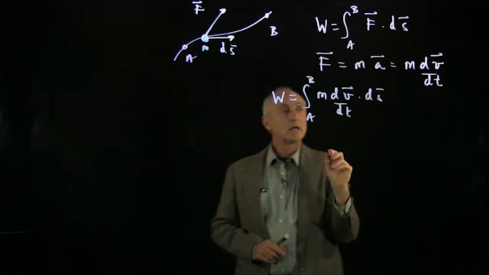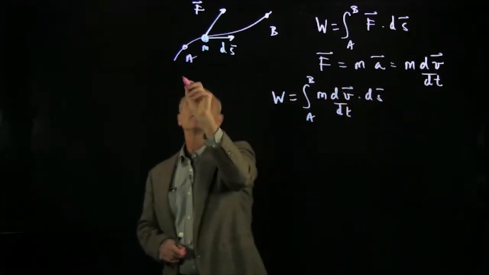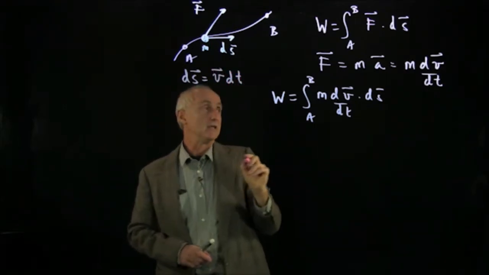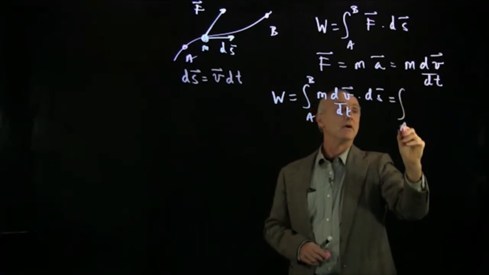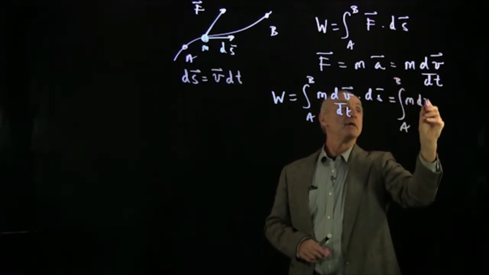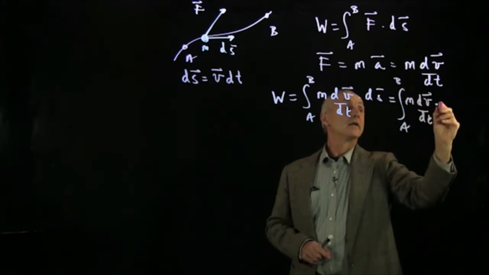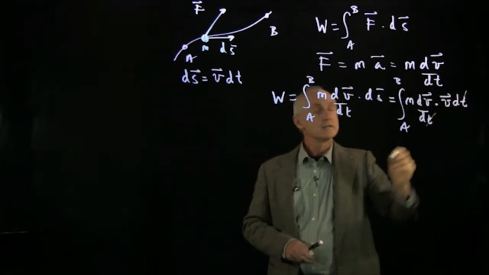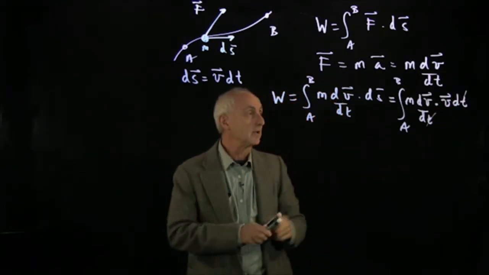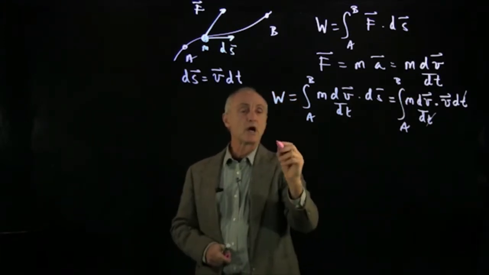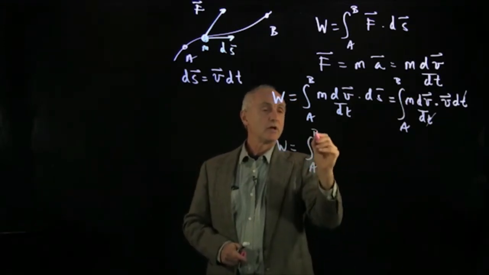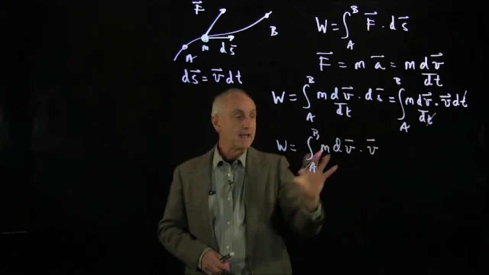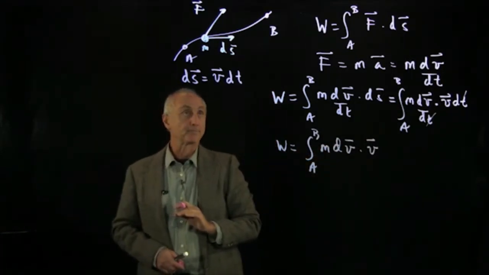Now, what I'd like to do here is to note that the displacement of a particle is always equal to the velocity times dt. So if we put that result in here, the integral from a to b of m dv/dt dot v dt, you can see that we can cancel dt's, which is essentially taking the time out of this integral and writing the work entirely in terms of the small change in velocity dv scalar product with the velocity. And this is the quantity we'd now like to calculate.